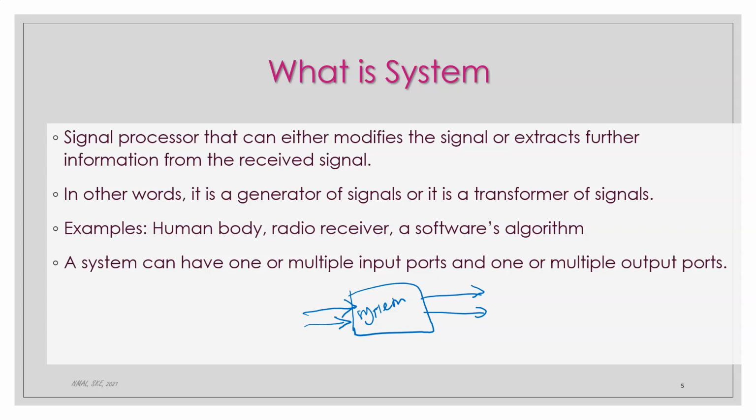Another example is a radio receiver, and also a software algorithm can be a system where it receives input signals and transforms or generates new signals. A system can have one or multiple input ports, like I said before. It can be more than one port, and also one or multiple output ports.